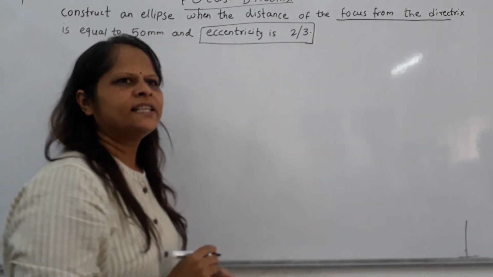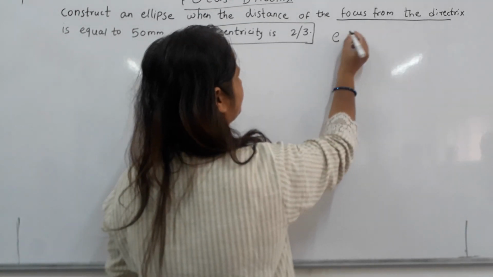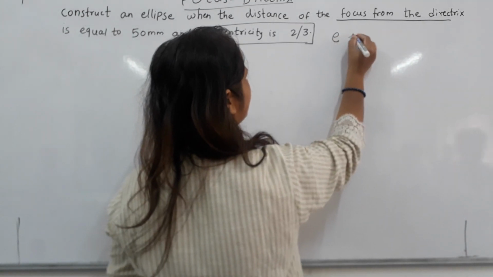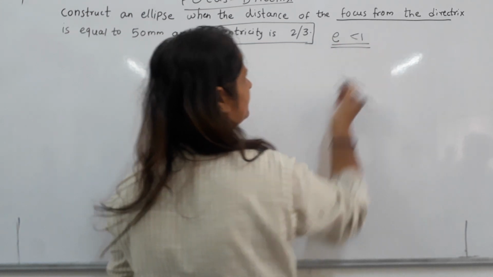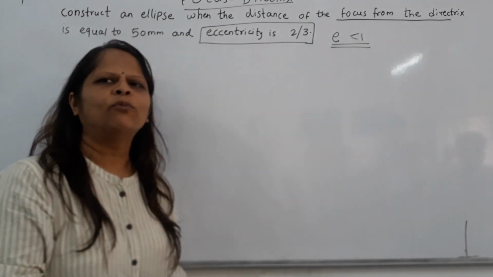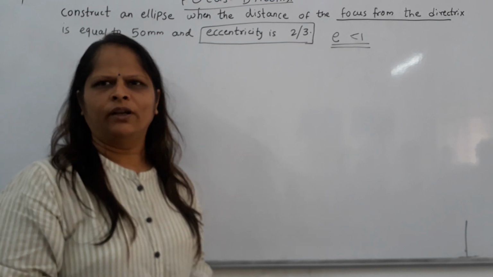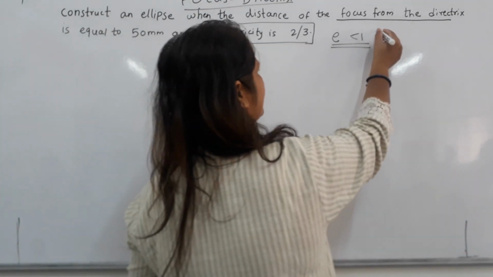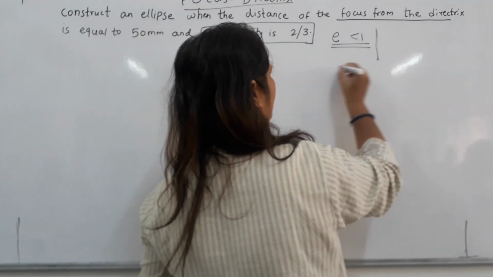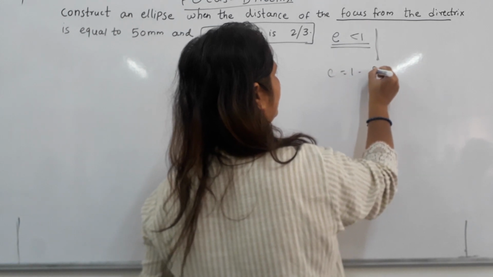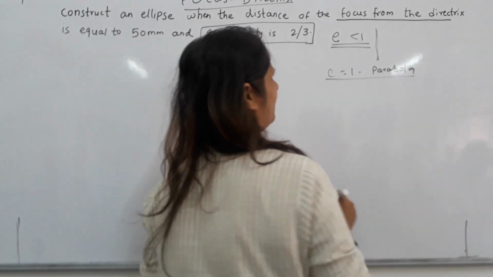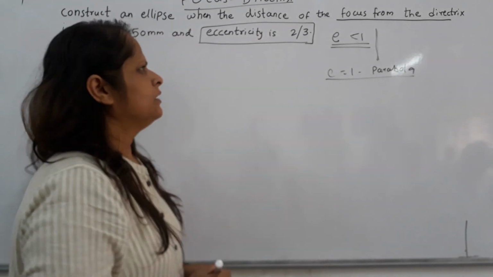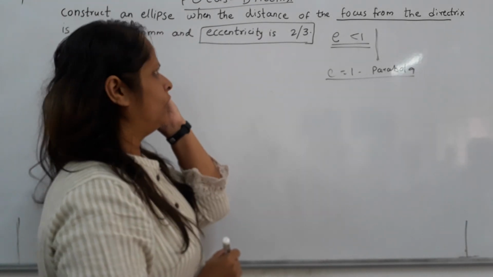Now, if the eccentricity is less than 1, then the curve is an ellipse. If the eccentricity is more than 1, then the curve is a hyperbola. And if the eccentricity is equal to 1, then the curve is a parabola. So we have solved this problem of the parabola. So we will solve for the hyperbola also.